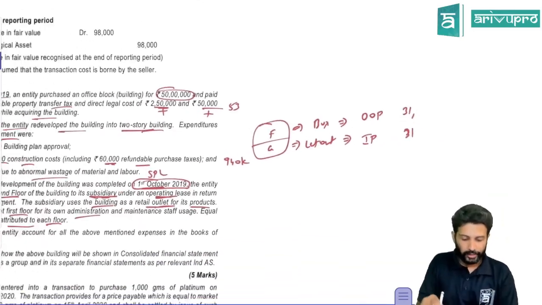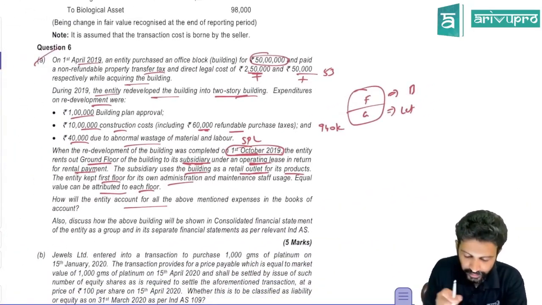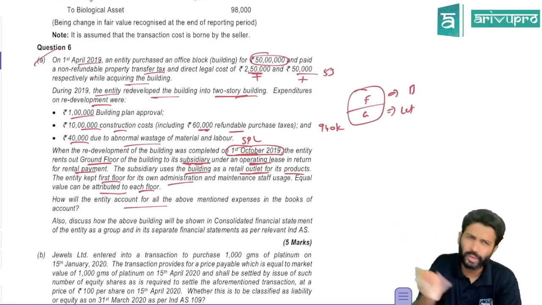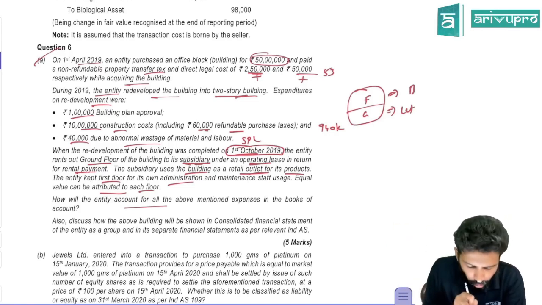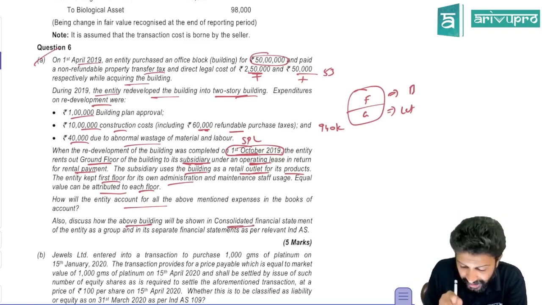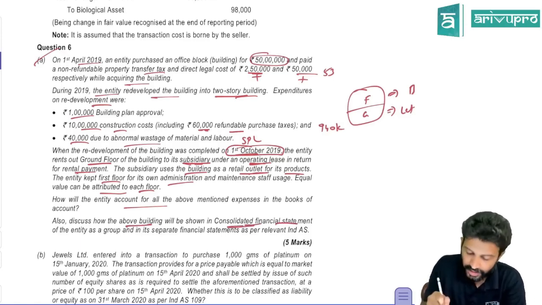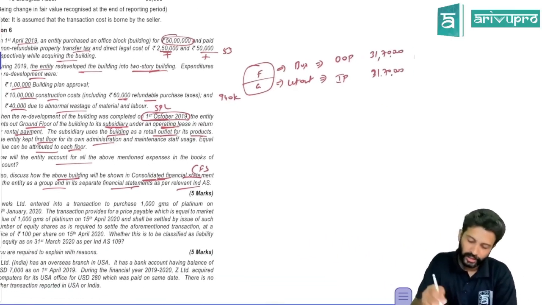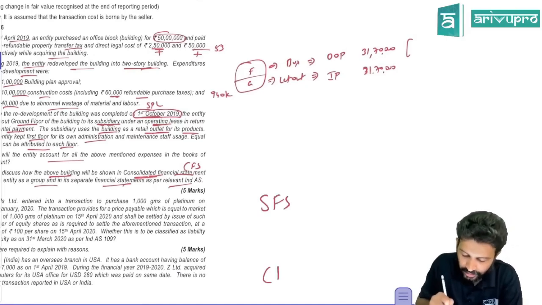Okay. All right. Now what is the requirement? How the entity will account for all this, which we discussed. How to account the expense? You need to simply add or transfer to P&L, which we already discussed. Also discuss how the above building will be shown in the consolidated financial statement. In CFS how will it be shown for the entity as a group, and in SFS what will you do. Okay, they are asking the treatment in SFS as well as CFS.